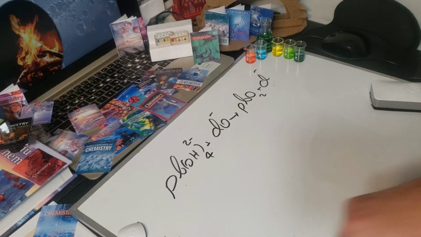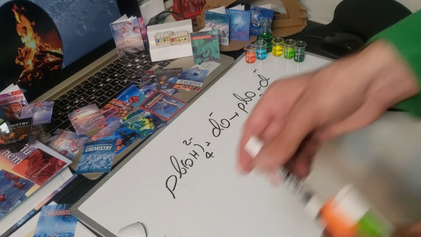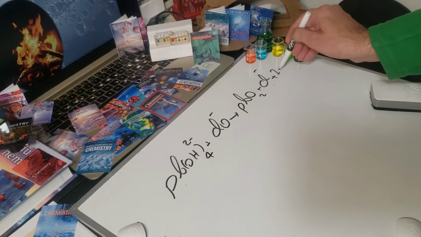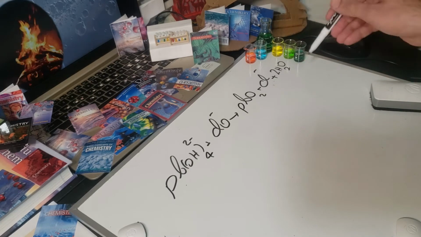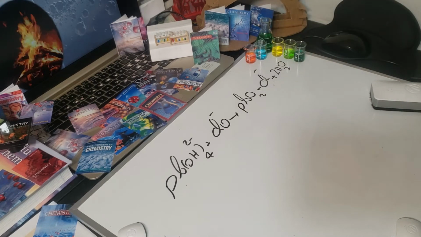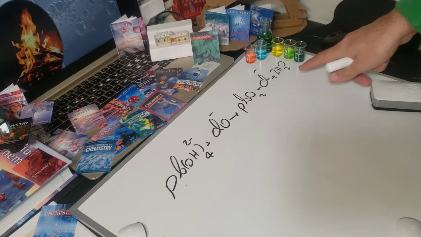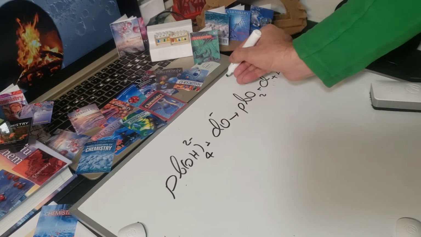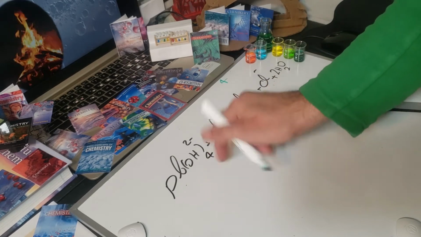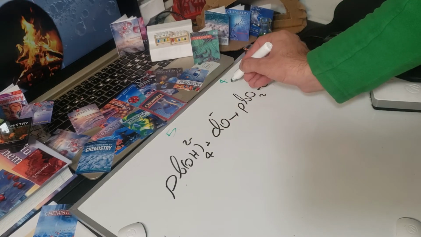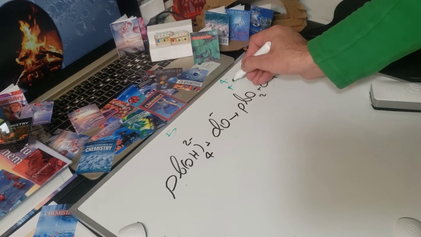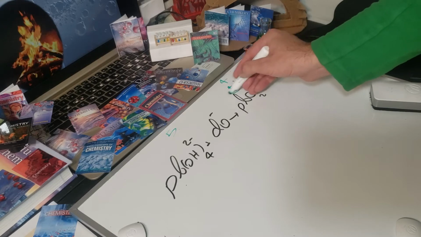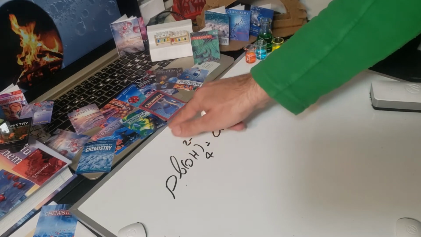4 hydrogens here, I have to add 2 H2O to this side and then count. So let's just count the number of oxygens to see. I have 2 and 2 over here, so 4 oxygens on this side, and I have 1 and 4, so 5 oxygens. I have to add 1 more oxygen to this side. Okay, so that's what I have to do.